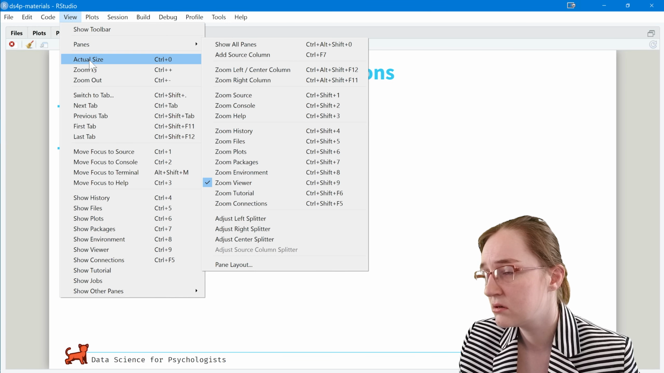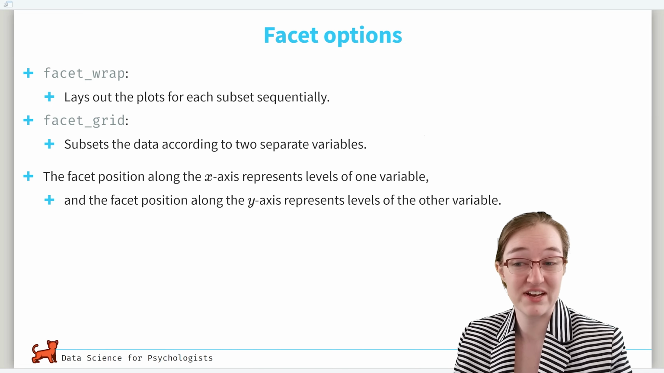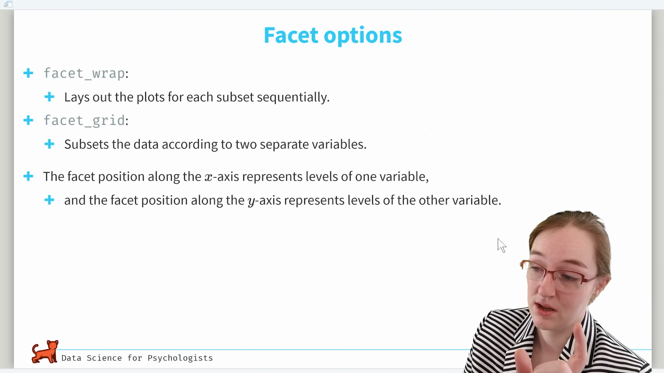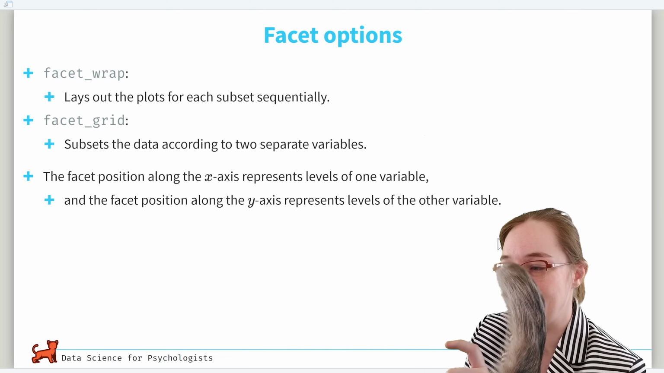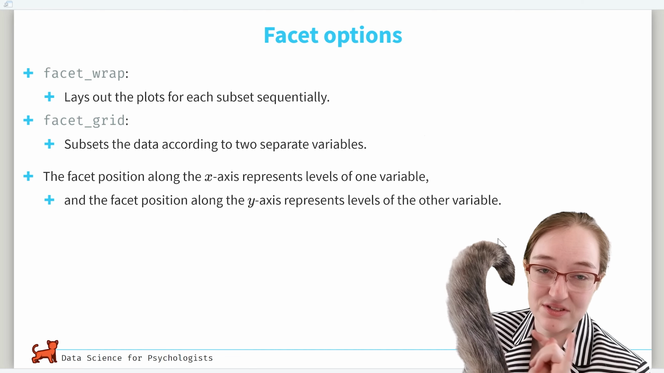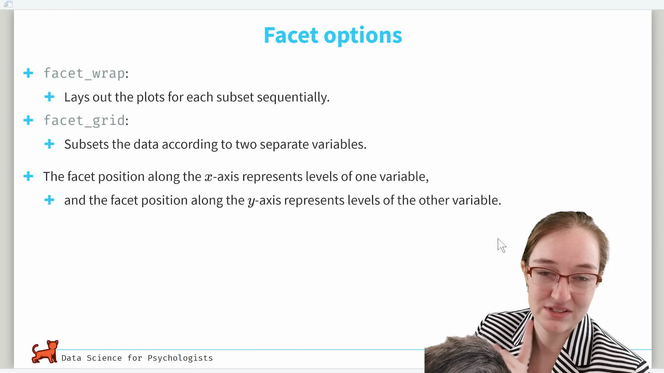So the facet position... Let's just do this whole slide again. Okay, so facet options. We got facet wrap, we got facet grid, and then we got facet position, which... or no, that's also facet grid. So for facet grid, the x-axis represents levels of one variable, and the y-axis represents the levels of the other.